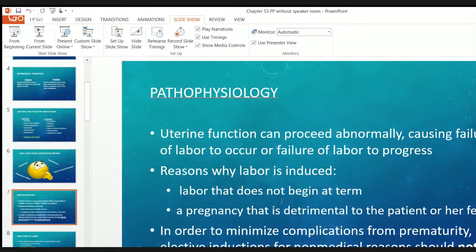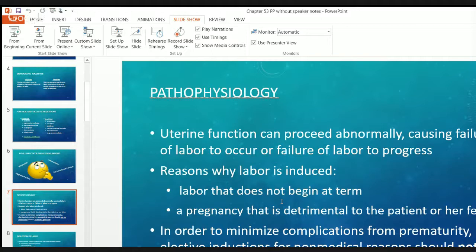So let's look a little at the pathophysiology. There are times when labor does not start spontaneously after 38 weeks. And you can see it can slow after labor has occurred and may again need to be initiated. And that's that augmentation that we talked about. So uterine function can proceed abnormally, causing failure of labor to occur or failure of labor to progress.